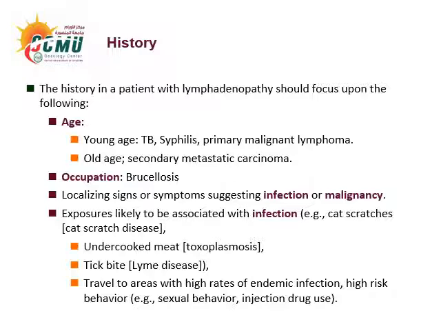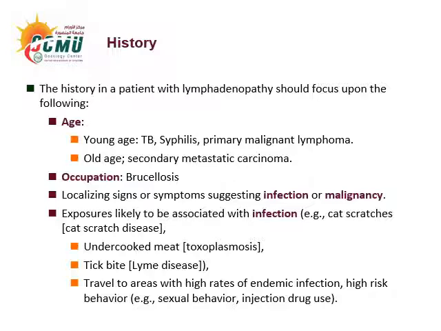History. The history in a patient with lymphadenopathy should focus upon the following. Age. Young age: most common causes are TB, syphilis, or primary malignant lymphoma. Old age usually presents with secondary metastatic carcinoma. Occupation. For example, brucellosis is usually associated in patients who have direct contact with cows.